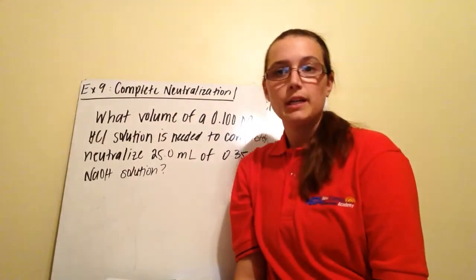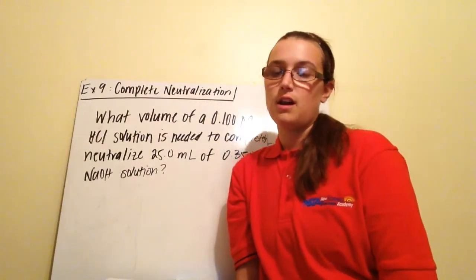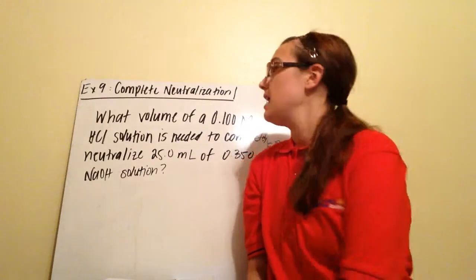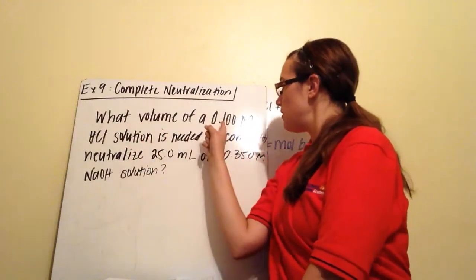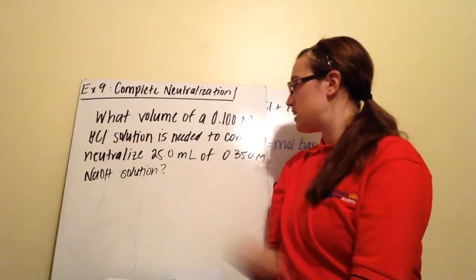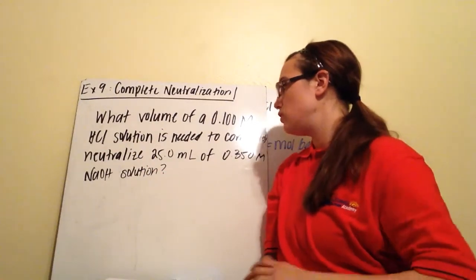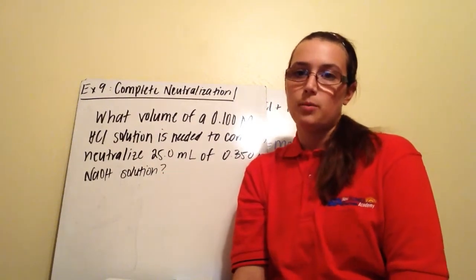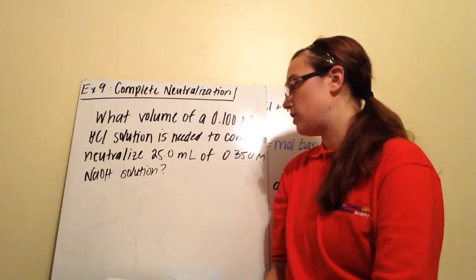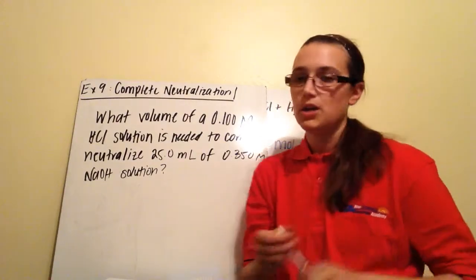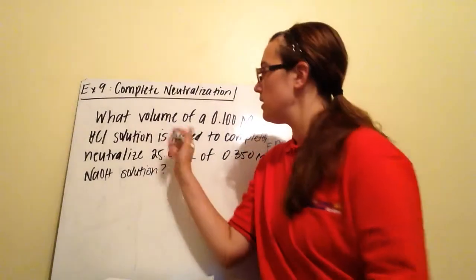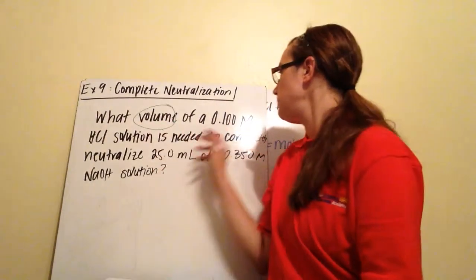In this example, we're going to look at a complete neutralization of an acid with a base. This example asks what volume of a 0.1 molar hydrochloric acid solution is needed to completely neutralize 25 milliliters of a 0.350 molar sodium hydroxide solution. So, we're trying to find a volume.